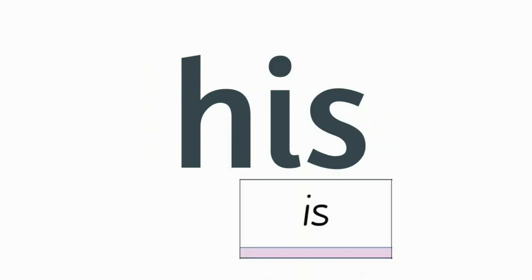This word contains your tricky word is. Let's read it together. His, his. And this word contains your tricky word as. Go ahead and read this word.